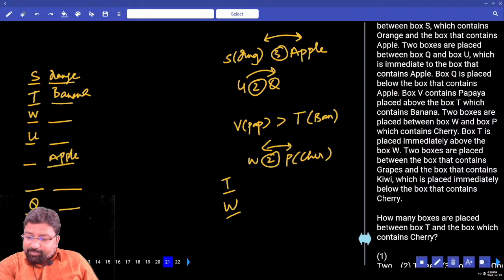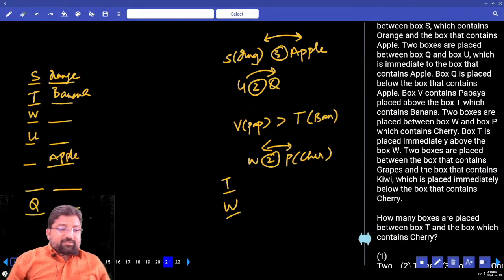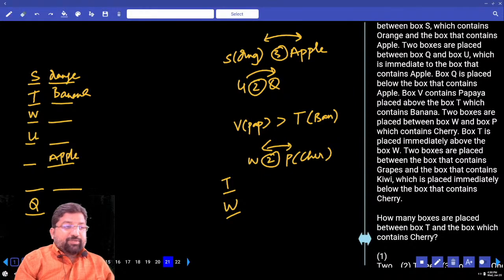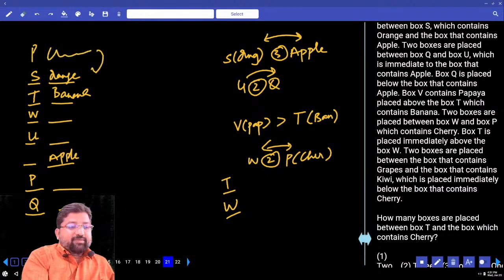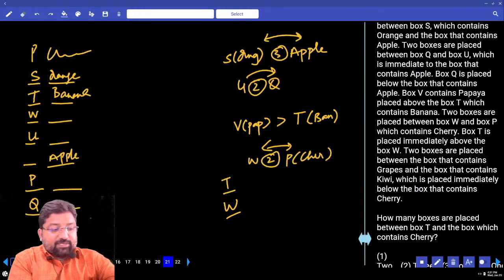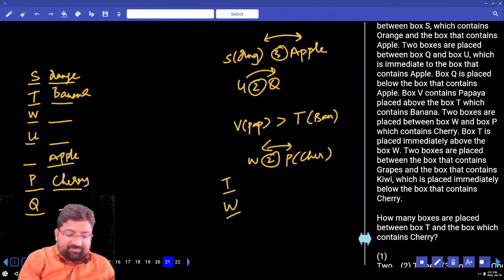Two boxes are placed between the box which contains grapes and the box which contains kiwi. Kiwi is placed immediately below cherry. Who is cherry? P. If we take P as cherry, is there a chance for immediately below? Earlier we decided that between W and P there are 2 boxes. So this is cherry. Immediately below cherry is what? Kiwi. And how many between kiwi and grapes?